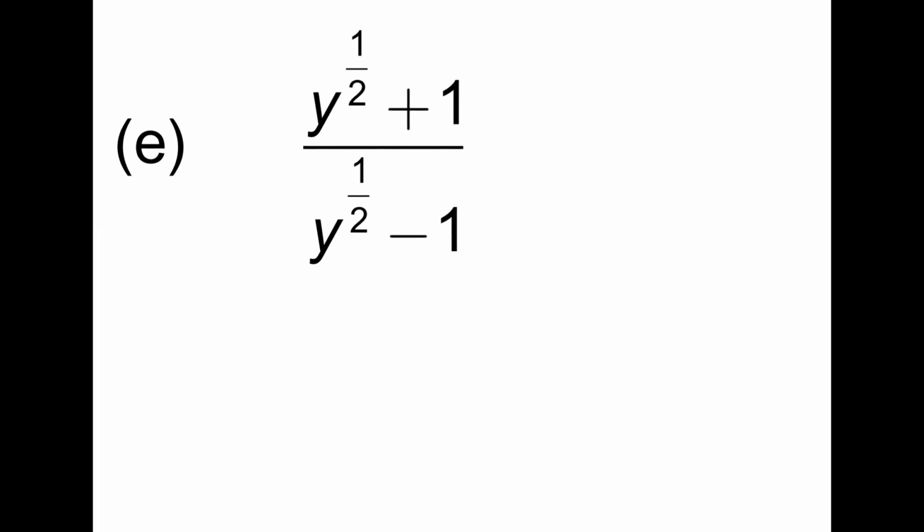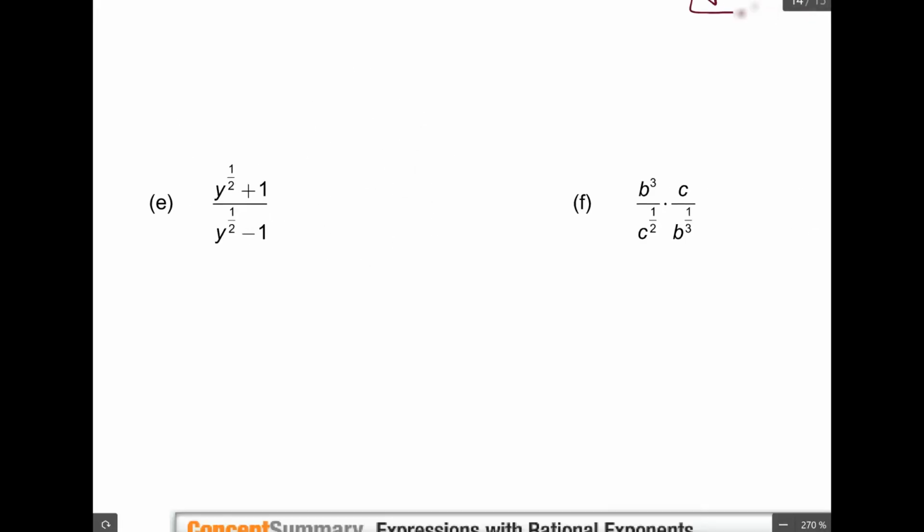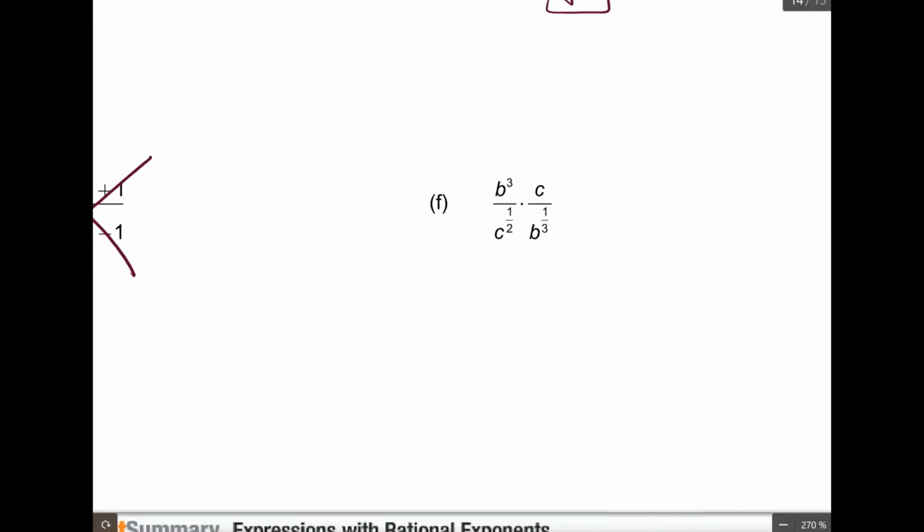All right, let's try E. Actually, we're not going to do E, but we could do F, and this will be the last one that we do. So let's just write this all out. Since I'm multiplying, I just multiply them together. Okay, so b to the 3 times c all over c to the 1/2 over b to the 1/3. And one of the rules I talked about was you cannot have fractions as exponents in the denominator. So I'm just going to go term by term.